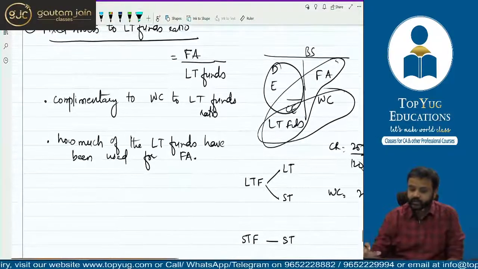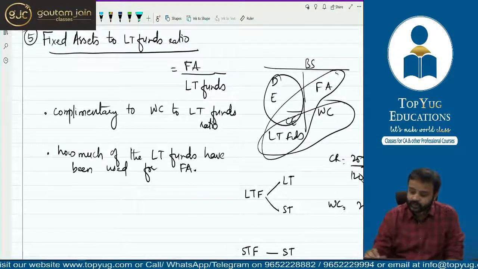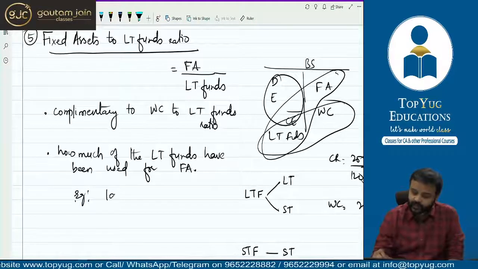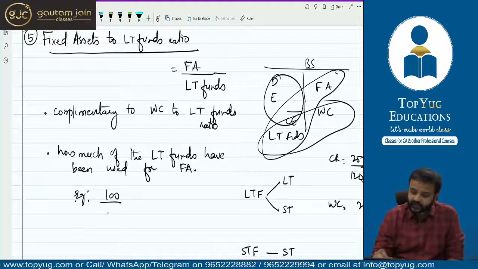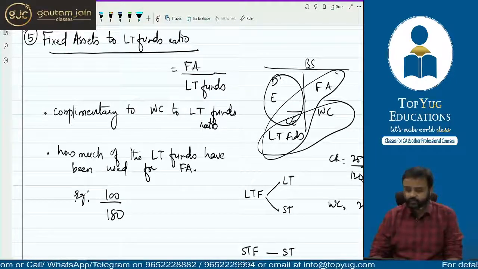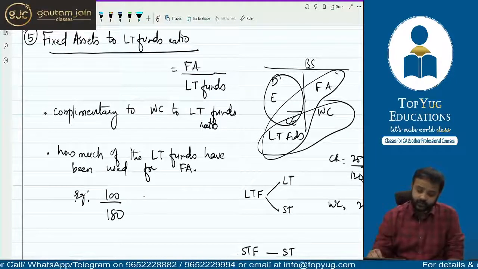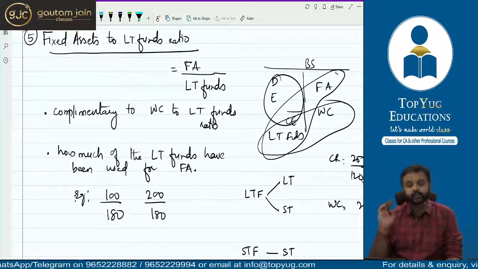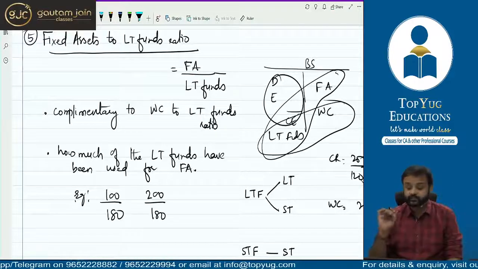Acha, please tell me, if I give you an example, let's say I take an example, 100 is fixed assets and let's say 180 is long term funds. Is it good or bad? Yes, sir, it is good. Is it possible if I say 200 is fixed assets and 180 is long term funds? Is this good? You'll say no, sir.